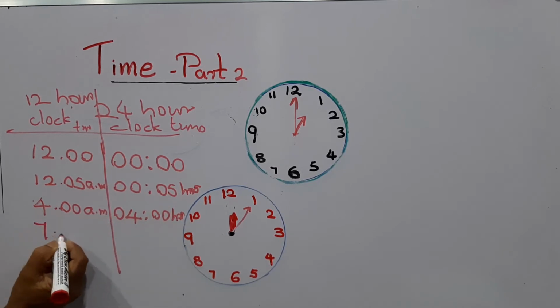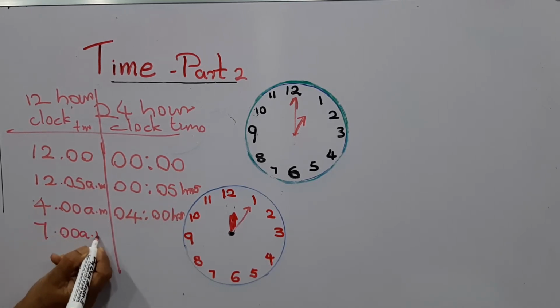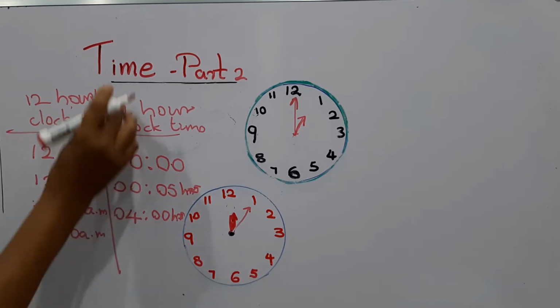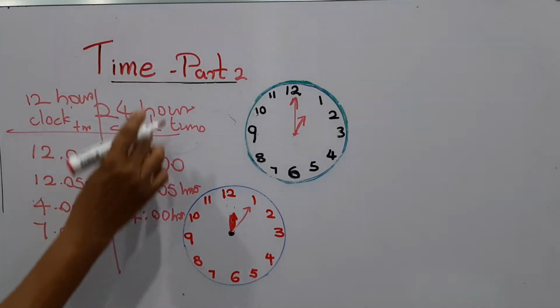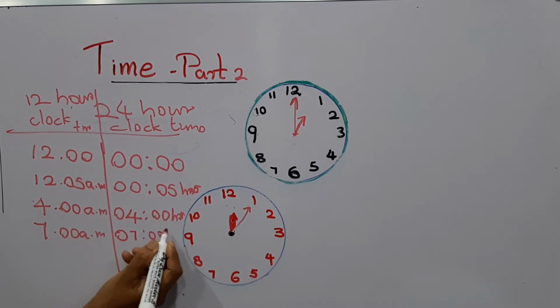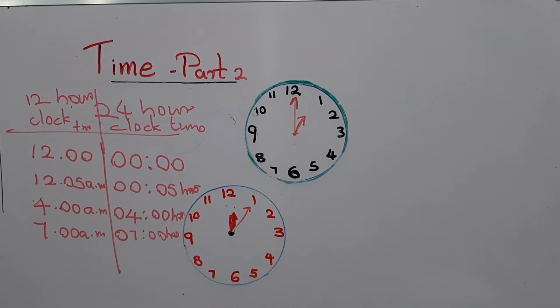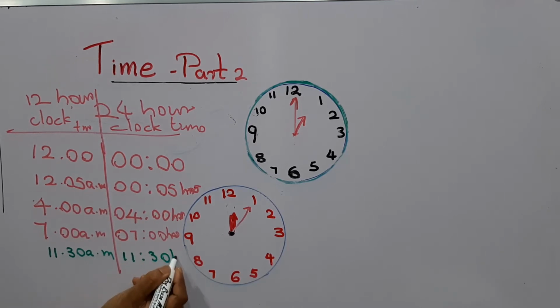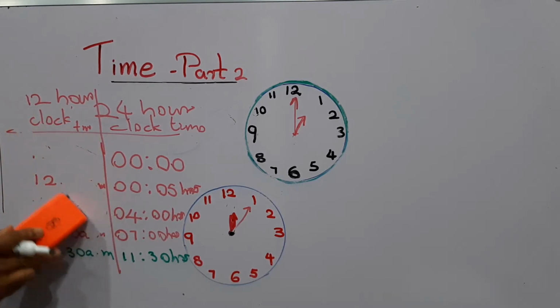Think about 7 a.m. That is in 12-hour clock time. We write in 24-hour clock time, that is 7 hours like this. Okay. Then when it becomes 11:30 a.m., yes, in 24-hour clock time, we write it like this.